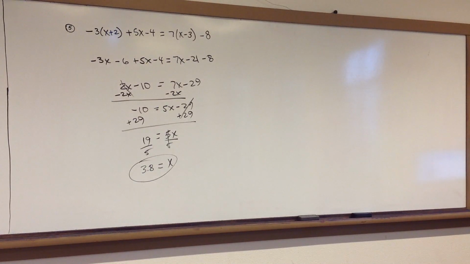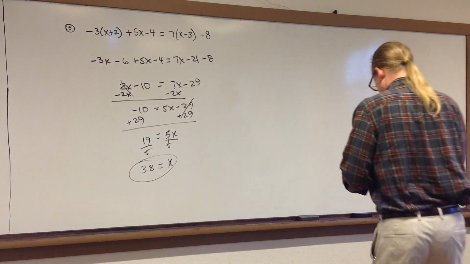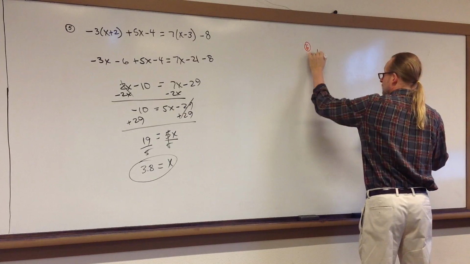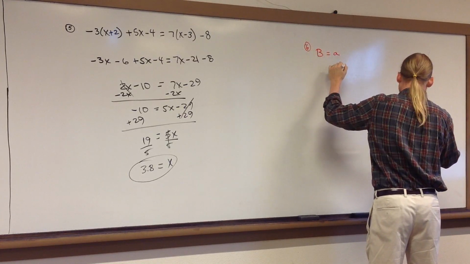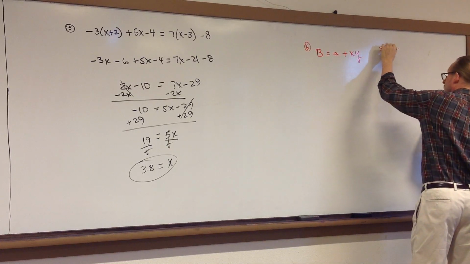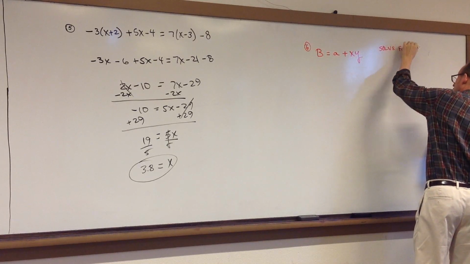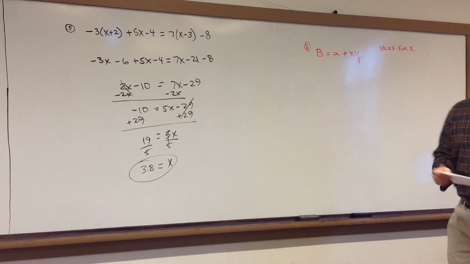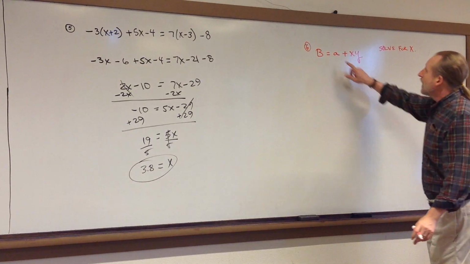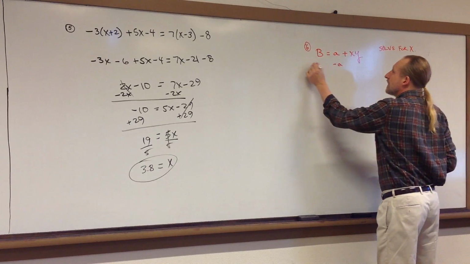Problem 6 is one of these what are called literal equations, and so this is where you have pretty much all variables. B equals a plus xy, and we want to solve for x. So this works just the same way as the other equations do. We need to get the x by itself. So I want to subtract the a on both sides.